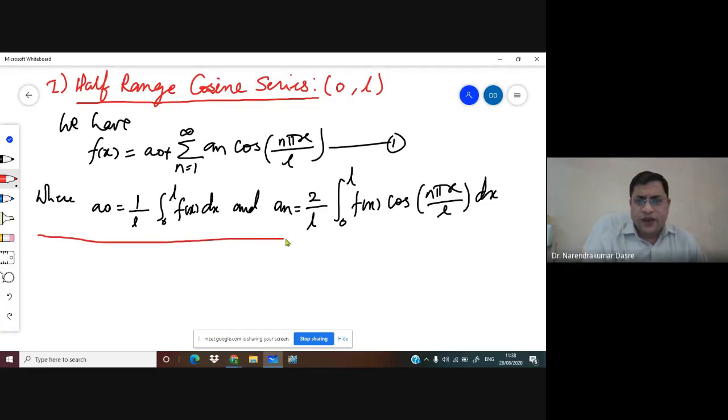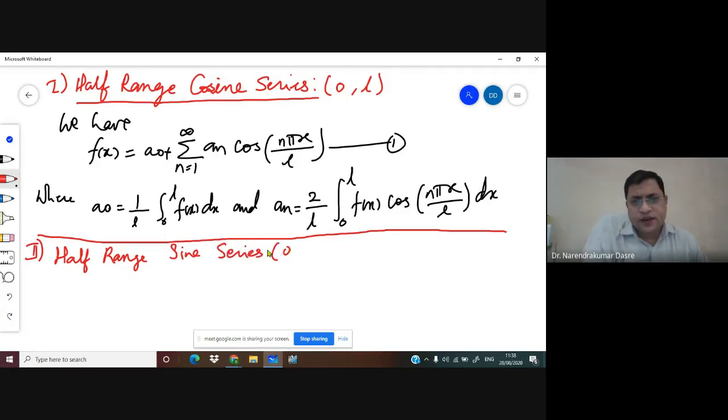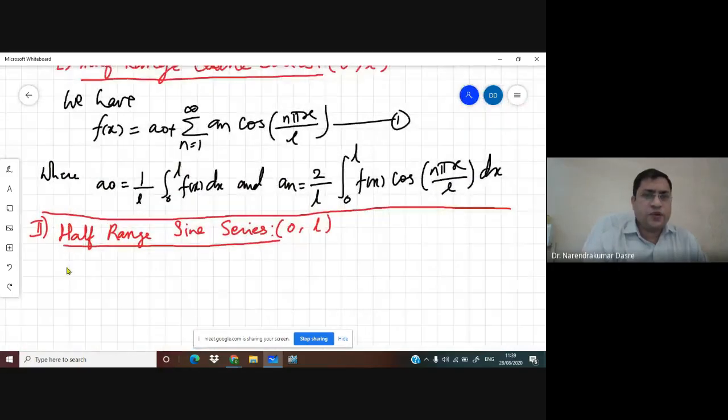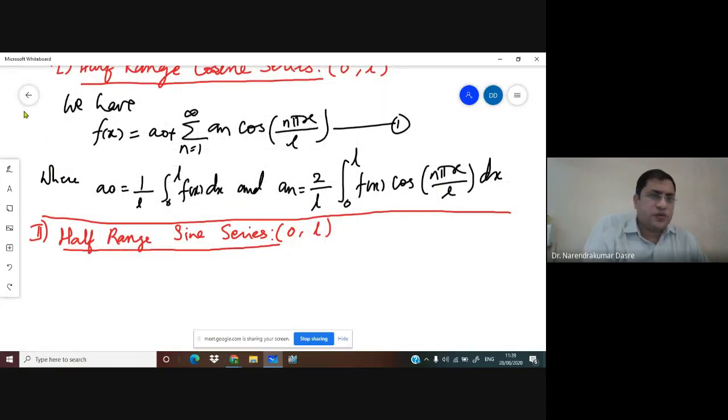Now we have another one. The second is the half range sine series, and the interval for this is again 0 to L. So whenever you say half range, the interval is always 0 to L. So how are we able to write the half range sine series? That we have to see.